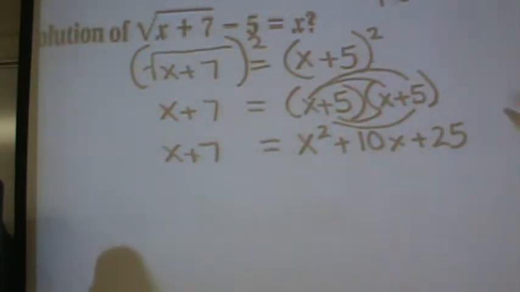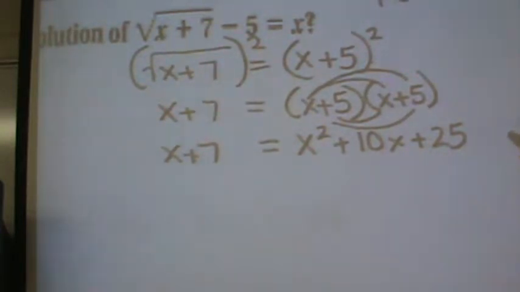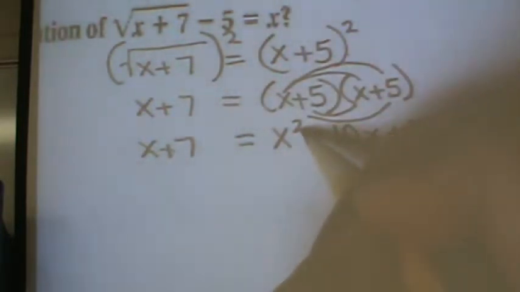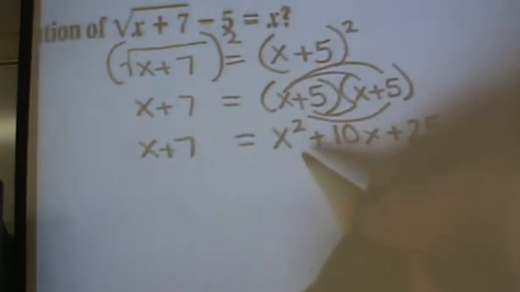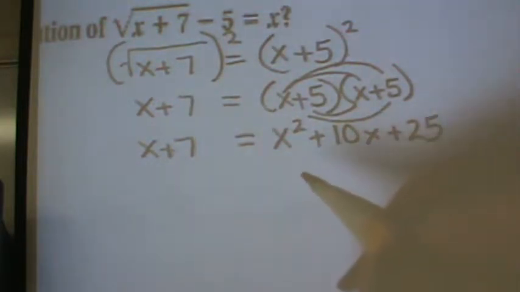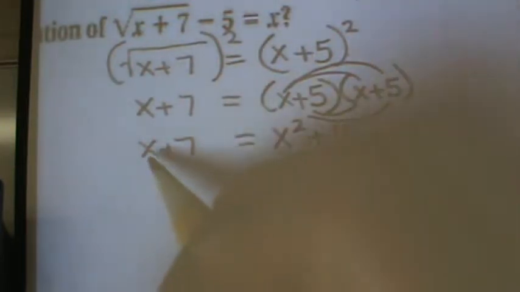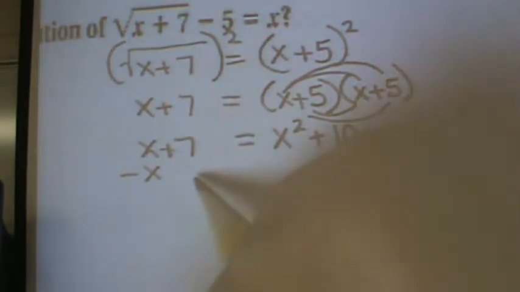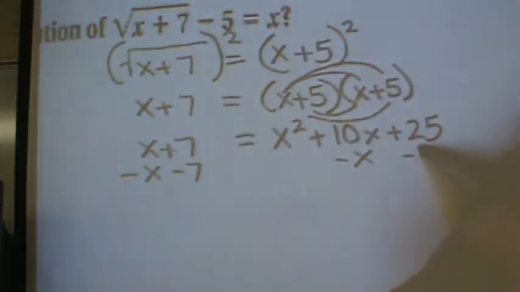Now, is it stuff that you're going to jump for joy about? No, probably not. This is the stuff that you guys struggled with last year and the year before. What type of equation is this? It's a quadratic. How were we taught to solve quadratics? You want to set one side equal to 0. You want to get rid of these two. I would subtract x, and I would subtract 7.